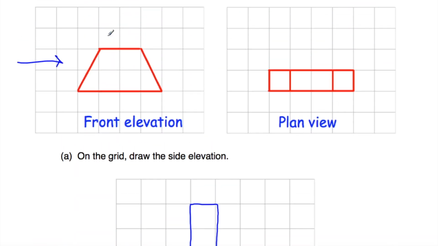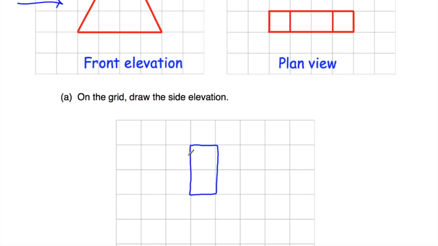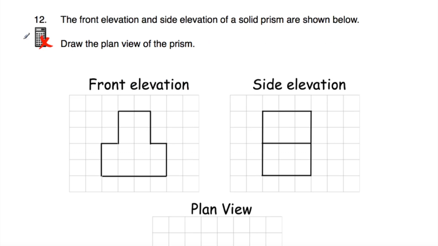So just to recap that one, it's a trapezium on the front. The plan view was this rectangle. You can tell from the front that it's got a width of 4. You're not going to see that on the side view. You've got a height of 2, and that's what you'll see on the side view. And it goes back 1. So then it'd be that rectangle that has a height of 2 and a width of 1, and that's it. Okay, let's have a look at our next question, question number 12.